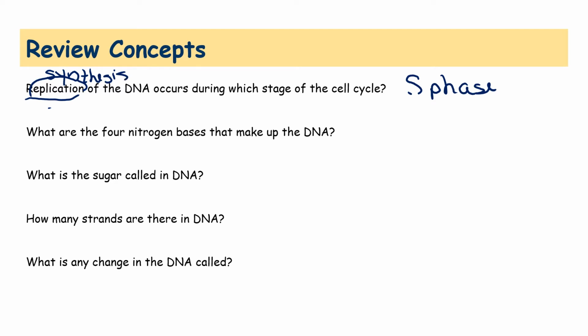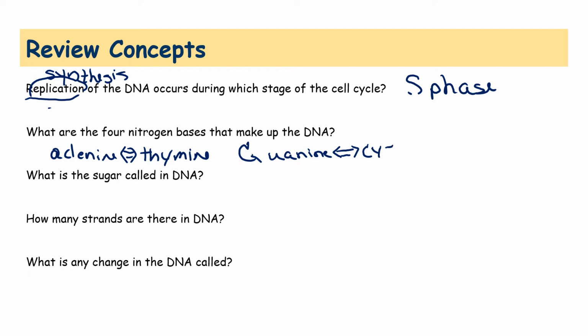What are the four nitrogen-based pairs that make up DNA? We have adenine, always pairs with thymine, and we have guanine, always pairs with cytosine.